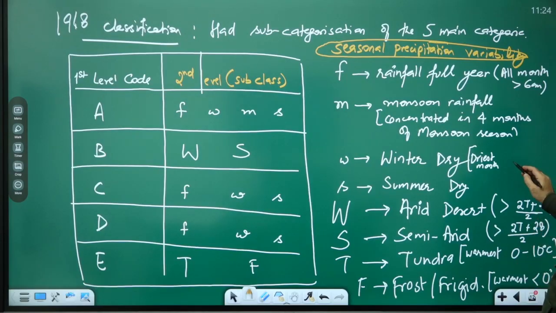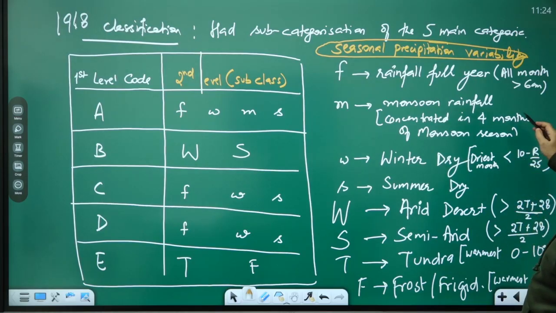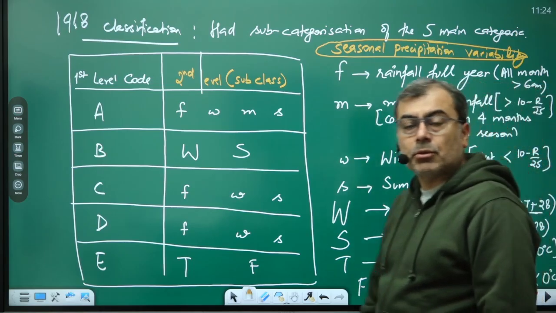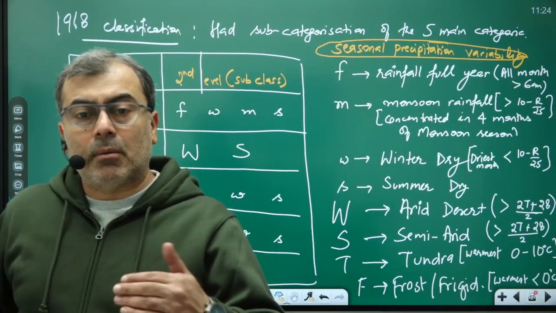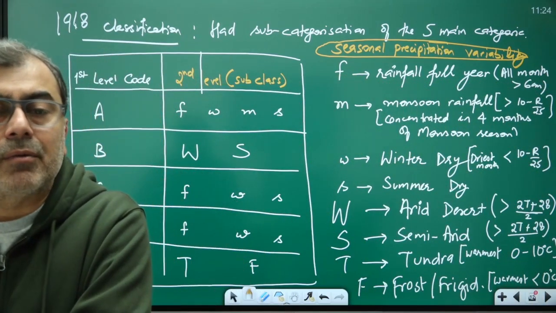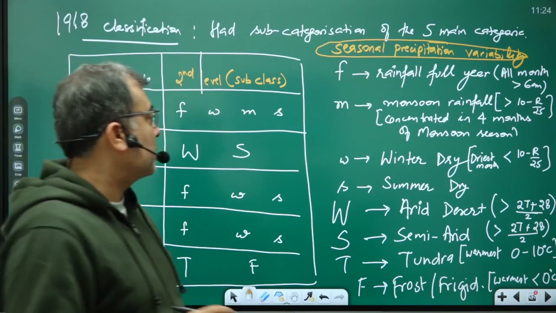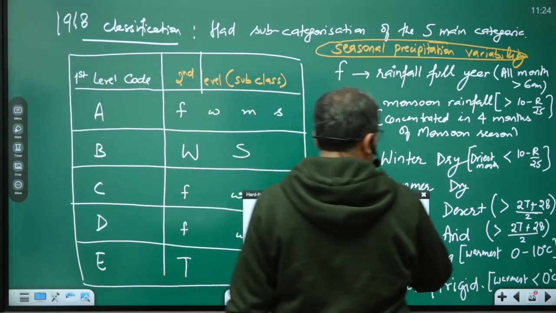Driest month is less than 10 minus r by 25, and in this, what was there? More than 10 minus r by 25. Is it okay? Was I able to place the mathematical values? Summer dry is an exception. Just remember this much.